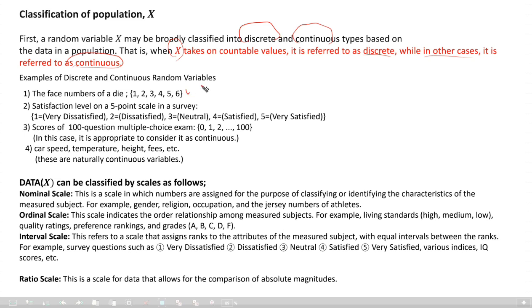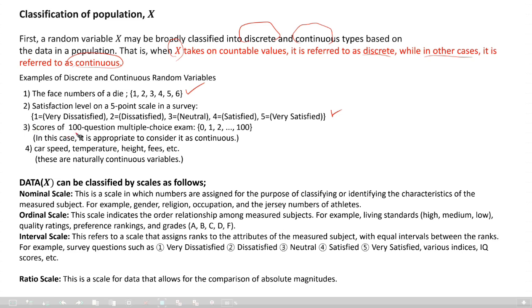Okay, that is discrete. Another example is satisfaction level on a 5-point scale in a survey. Very dissatisfied takes 1, dissatisfied 2, neutral 3, satisfied 4, very satisfied 5. Then this kind of random variable or population is discrete. But sometimes statisticians treat it as continuous. It is something deep, so you don't have to know it right now.